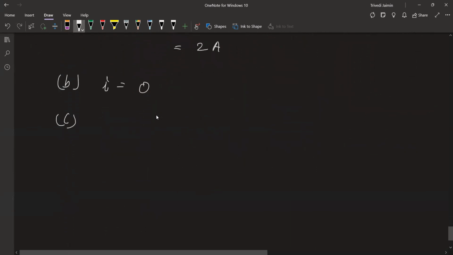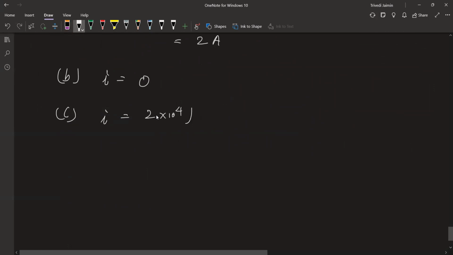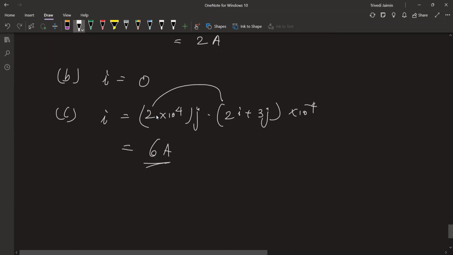2I plus 3J. So it's 6, sir. Yeah, exactly. 2 into 10 to the power 4 J dot 2I plus 3J into 10 to the power minus 4 will give you 6. This into this, this into this.